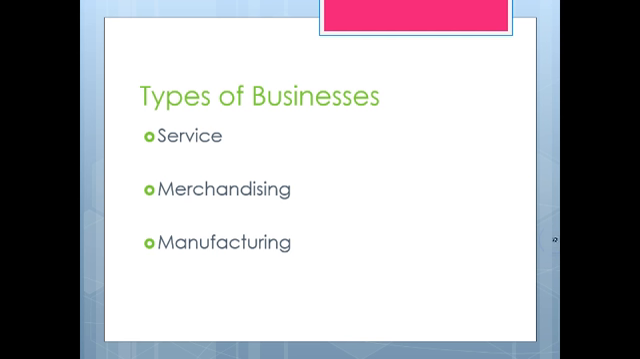The first thing I have for you are the three types of businesses. The first one is a service business, and you may ask, what does a service business provide? And they provide services. A great example is Delta Airlines.